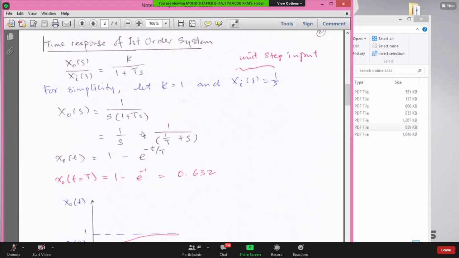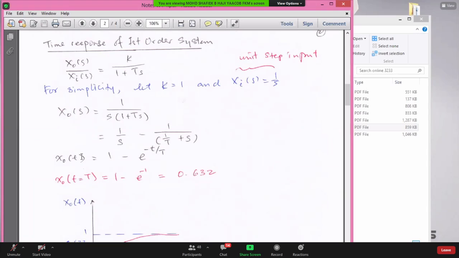And then you can now perform a partial fraction with two factors: A1 divided by s, and A2 divided by 1 plus Ts. Incidentally, you get A1 equal to 1, A2 equal to negative 1. That we have discussed before. You can use the cover-up method or residue method to determine the coefficients of the partial fraction. And then once you take the inverse Laplace transform, this is the response of a first order system when it is subjected to a unit step input. Always remember, in this case, we solve for a unit step input.